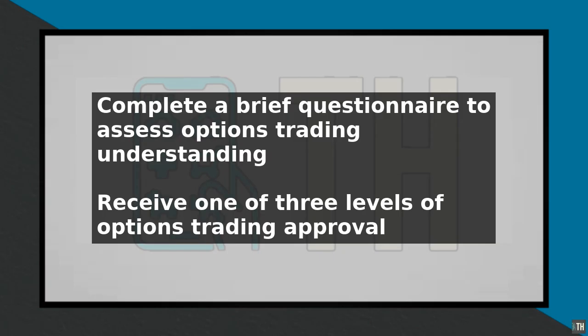The level of approval you receive will depend on your investment experience and the information you provide during the application process. If your application is approved, you will be able to start trading options on the Robinhood platform. It is essential to carefully review the risks and benefits of options trading before you begin, as it can be a complex and high-risk investment strategy.